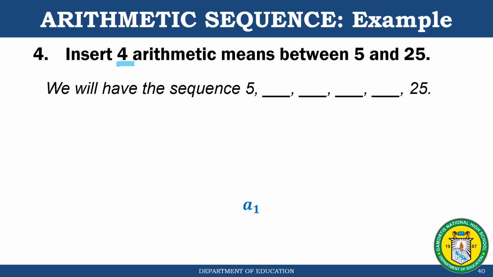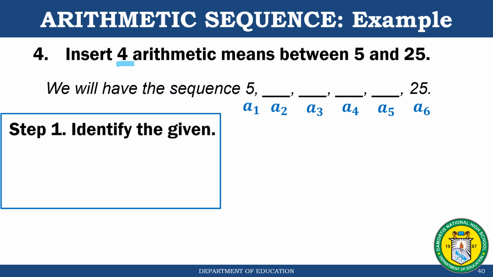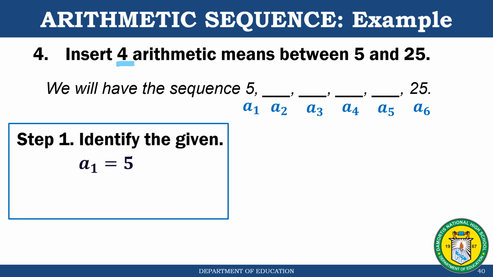Next, a sub 1 is 5. Then a sub 2 is the first blank, followed by a sub 3, a sub 4, a sub 5, and a sub 6. Then after that, we identify now the given. So what is a sub 1? The answer is 5. Then a sub 6 is 25. And what do we need to find again? We're going to have the number of terms, which is 6.